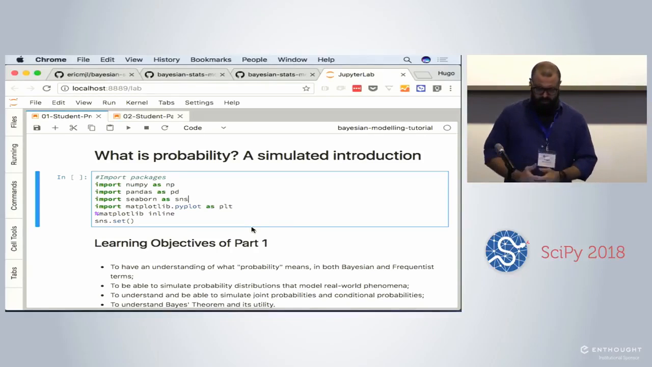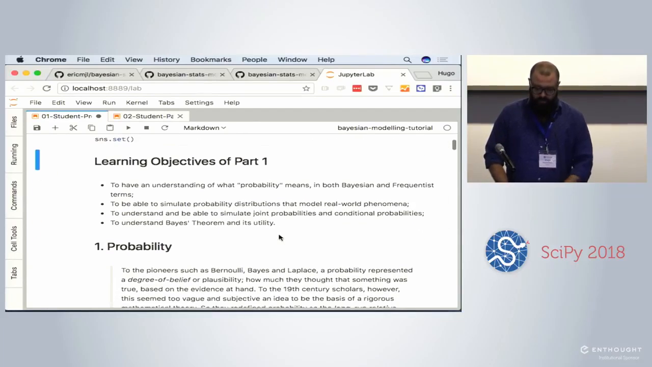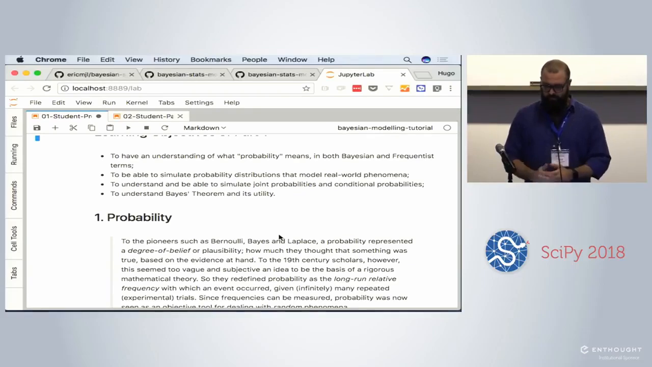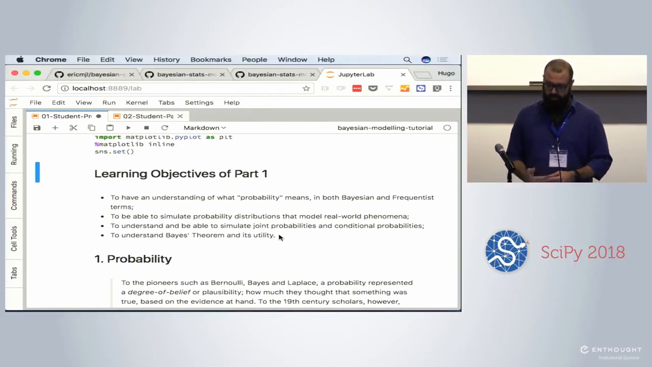So I think to get started, let's just run the first code cell, which is in the student notebook. This is the first student notebook, 01 student. Okay, and this is "What is probability, a simulated introduction." Okay. So we're going to run that, and then we're going to have a little chat about all of this and what probability really represents and how we think about it in a variety of ways.